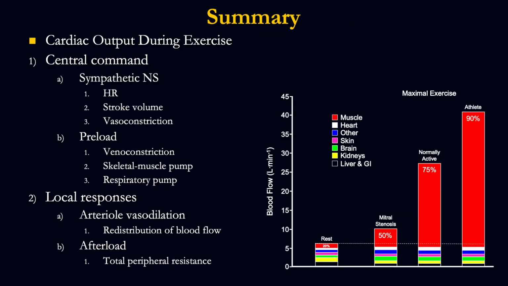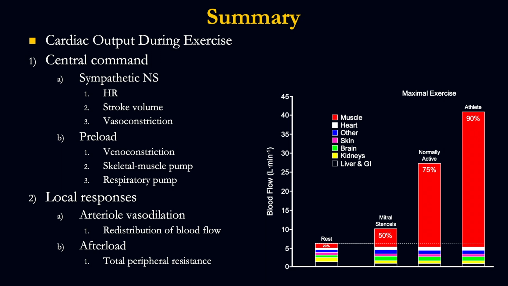So let's summarize everything we've talked about thus far. We've talked about cardiac output during exercise. How do we deliver that cardiac output to the working muscle? A big part of the changes in cardiac output come from central command, or the cerebral motor cortex. We have an increase in the sympathetic nervous system, or the SNS. That's going to increase heart rate, stroke volume, as well as, in general, vasoconstrict blood vessels.